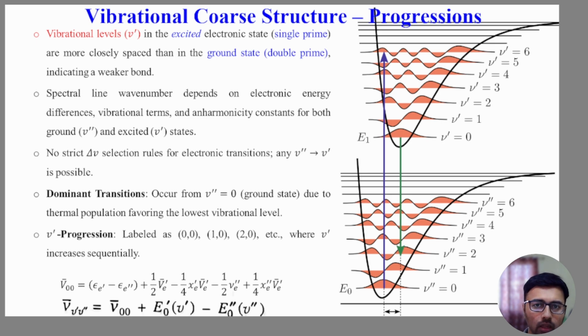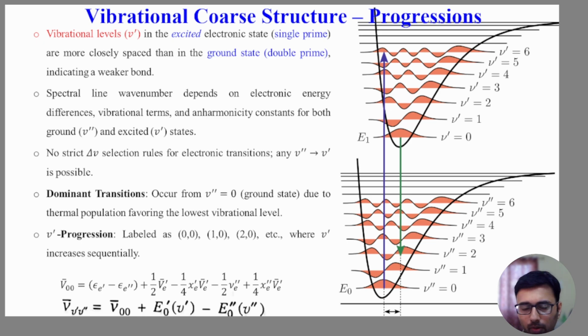In this progression, the excited state quantum number increases sequentially while the lower state remains the same. This type of pattern is called a nu prime progression. The exact position of each spectral line in this progression depends on several factors. This includes the electronic energy difference between states, the vibrational frequency of the molecule, and the anharmonicity constant for both electronic states. All of these factors combine to determine the observed wave numbers in the spectrum.